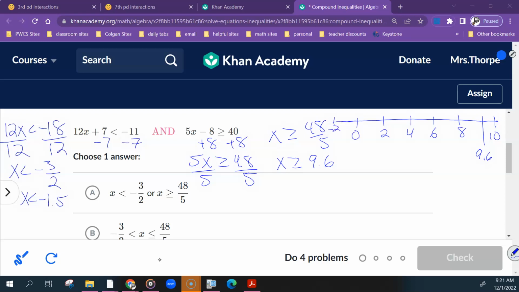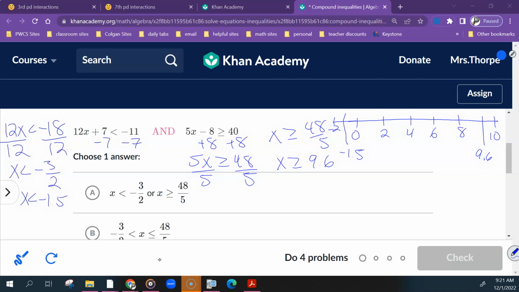You'll have more space than I do. I just don't have that space right now. And then negative 1.5 would be here. You can use whatever numbers you want. If you want to count all the way up between these, you can. I just don't have that much space.